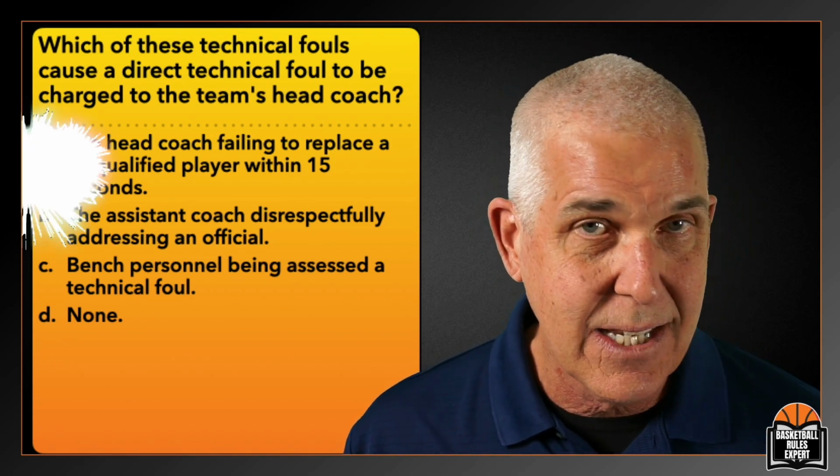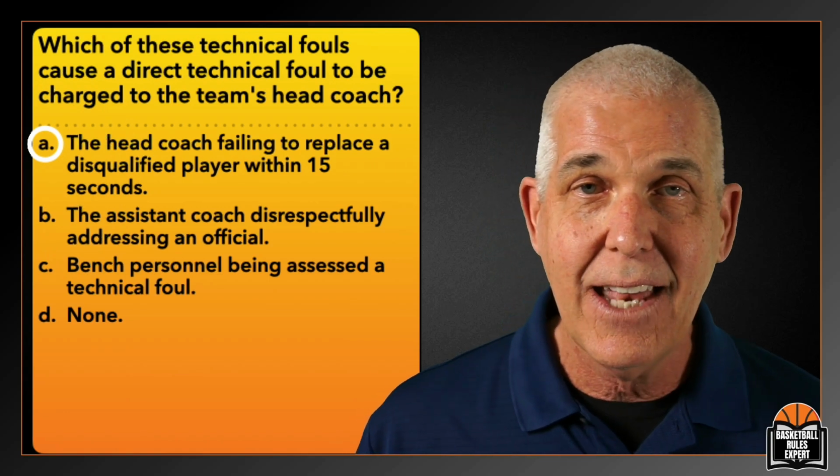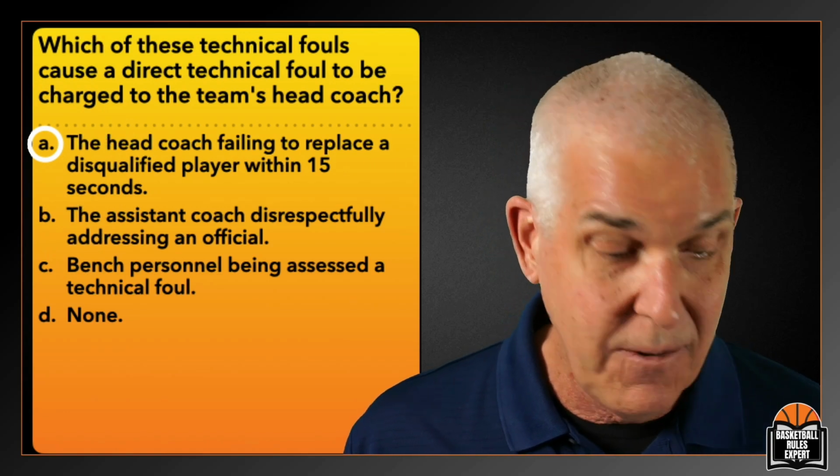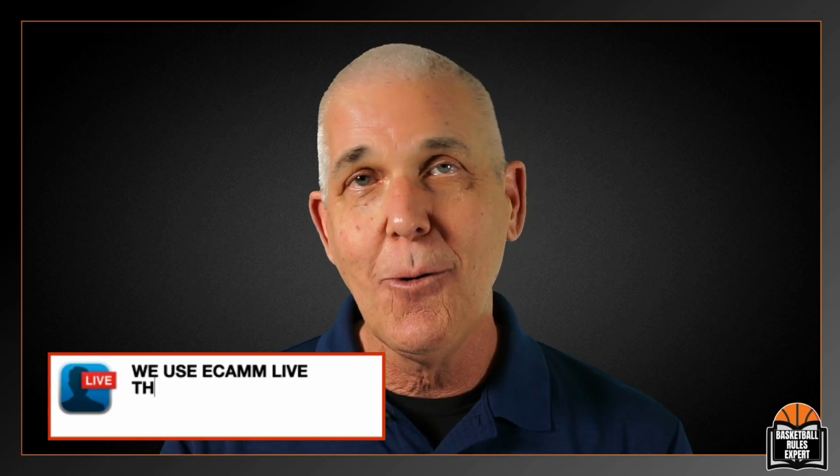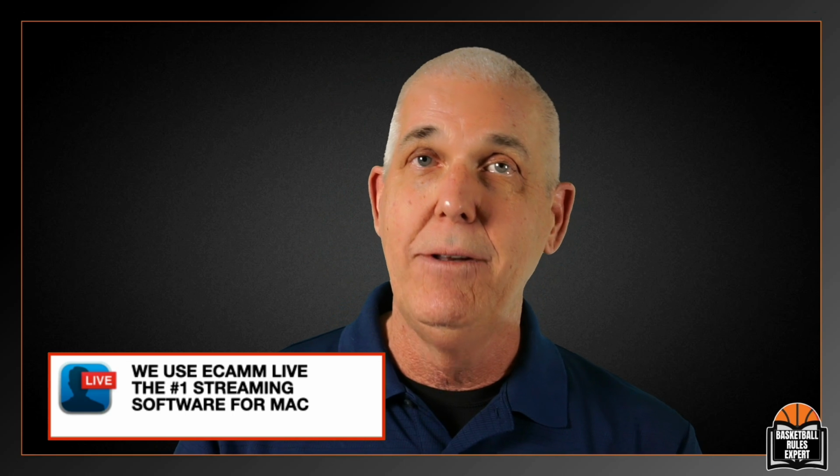So our correct answer in this situation is A. The head coach failing to replace a disqualified player within 15 seconds does result in a direct technical foul on the head coach by rule. Right? 2 free throws for the opponent, any player or eligible substitute, and the division line throw-in opposite the table to resume play. That's simple and straightforward. We like simple and straightforward. If you like simple and straightforward, you like a better official.